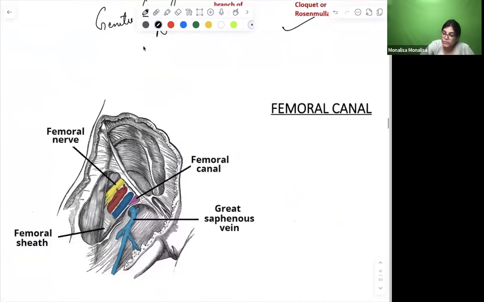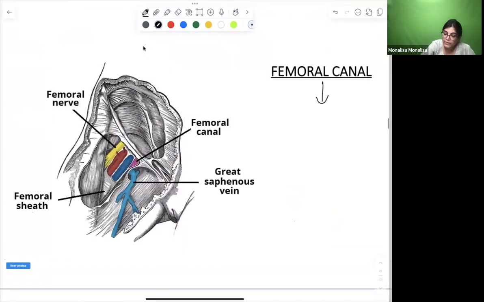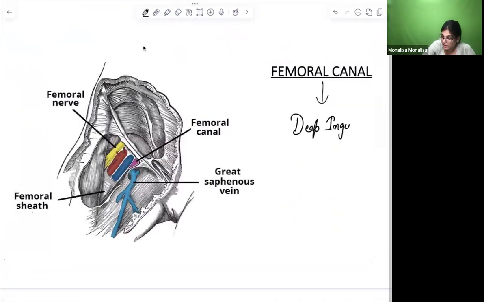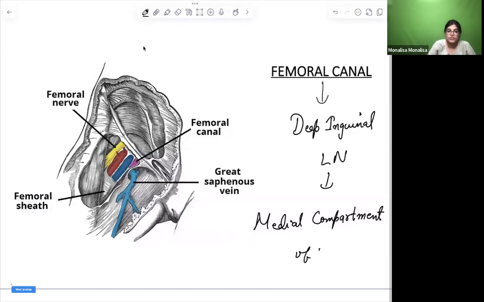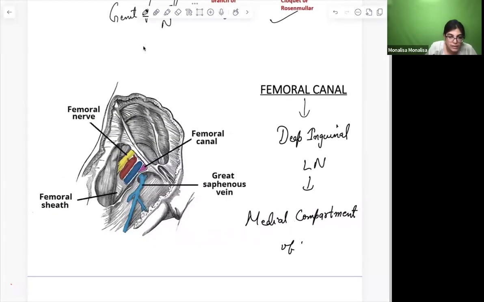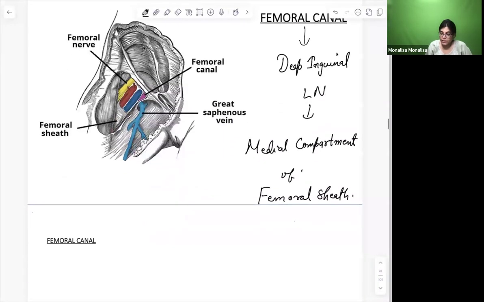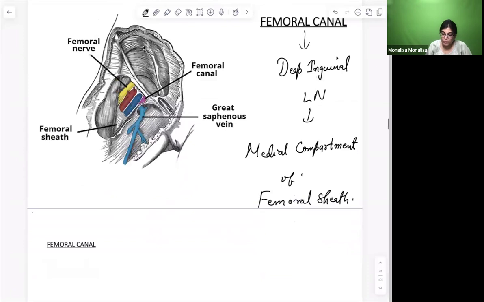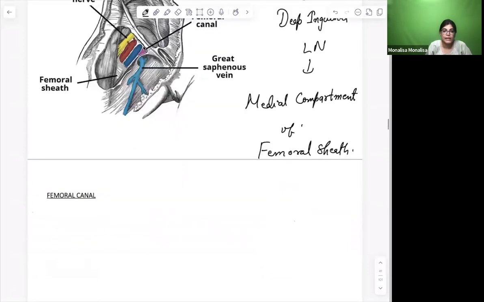So now, as I told you, the femoral canal. What is the femoral canal? The femoral canal contains the deep inguinal lymph node, and it is the medial compartment of the femoral sheath. Got it? Okay. It is the medial compartment of the femoral sheath. So all of you can write about the femoral canal.